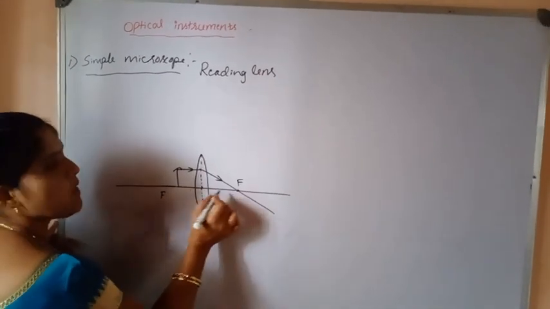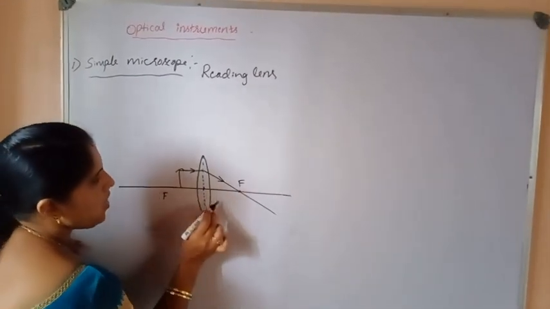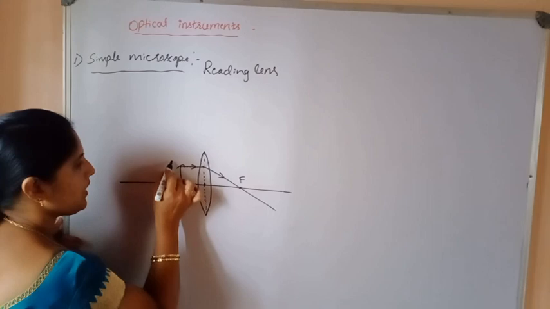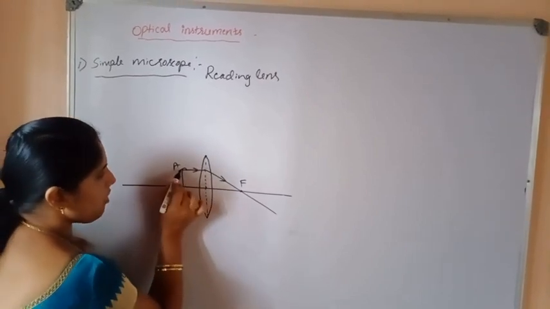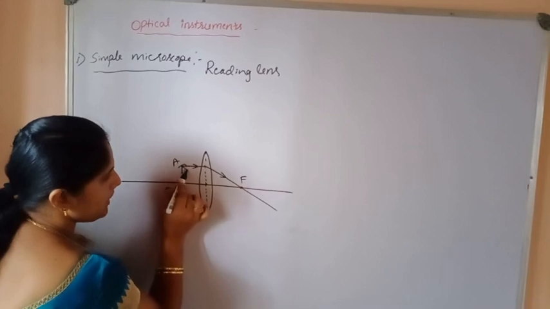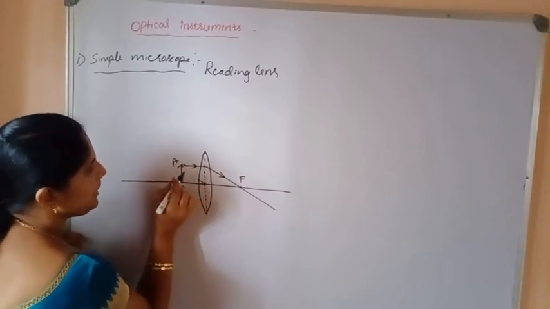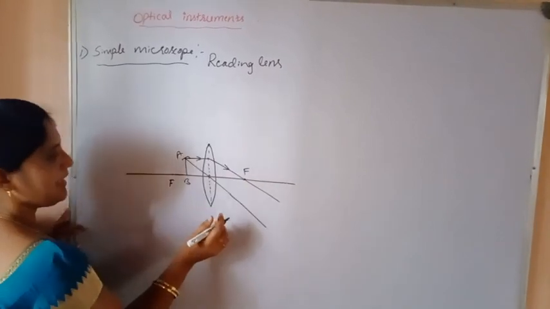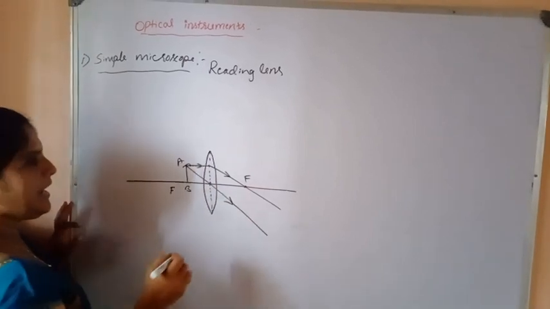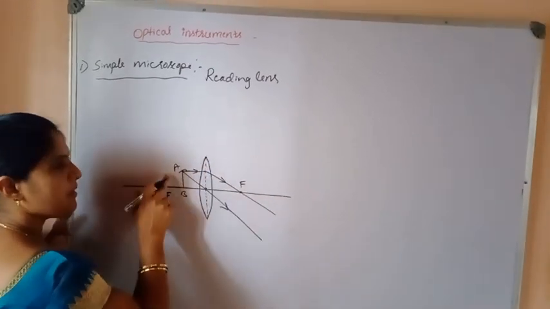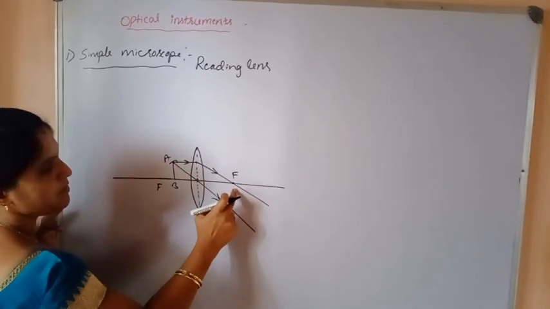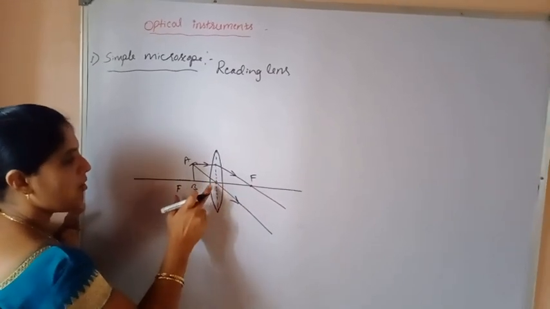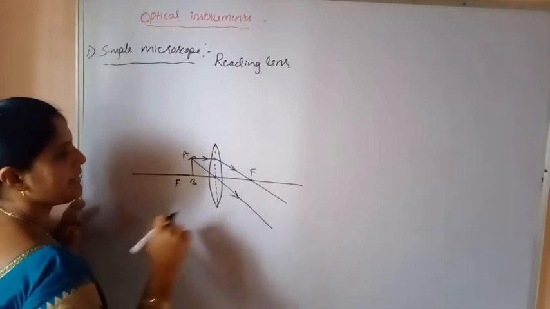Let us consider one more ray from the object AB which is incident along the optical center. A ray passing through the optical center moves undeviated. So this is the other ray. One ray incident on the lens passes through the principal focus, and the other ray incident on the optical center passes undeviated.